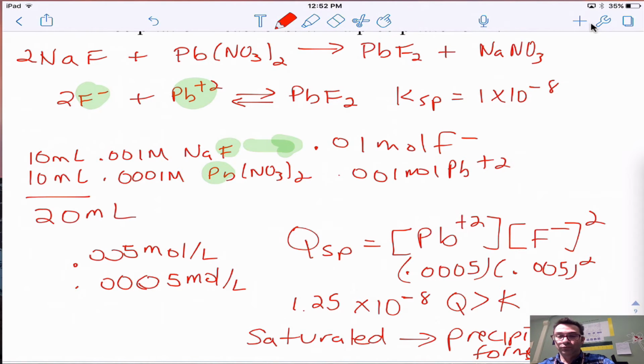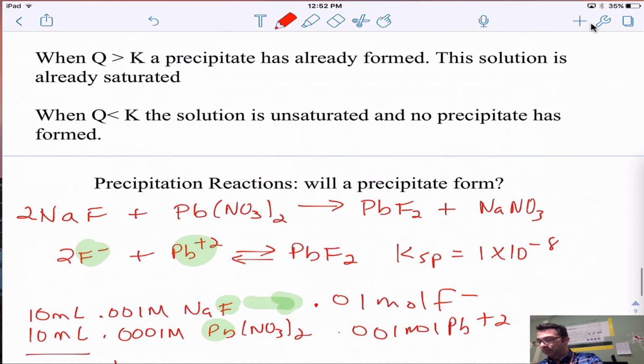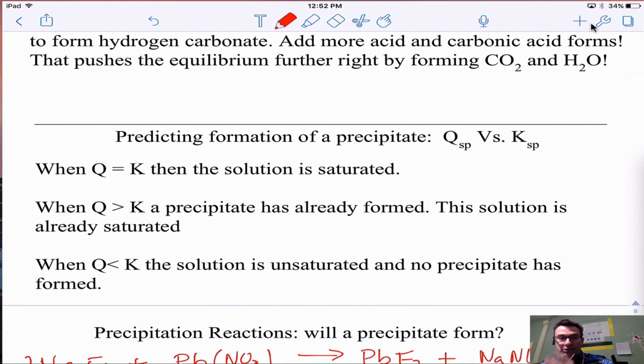Now, if you want the rules for Q versus K, I listed them up here. When Q is equal to K, you're saturated. If Q is greater than K, then a precipitate will form. If Q is less than K, a precipitate will not form.